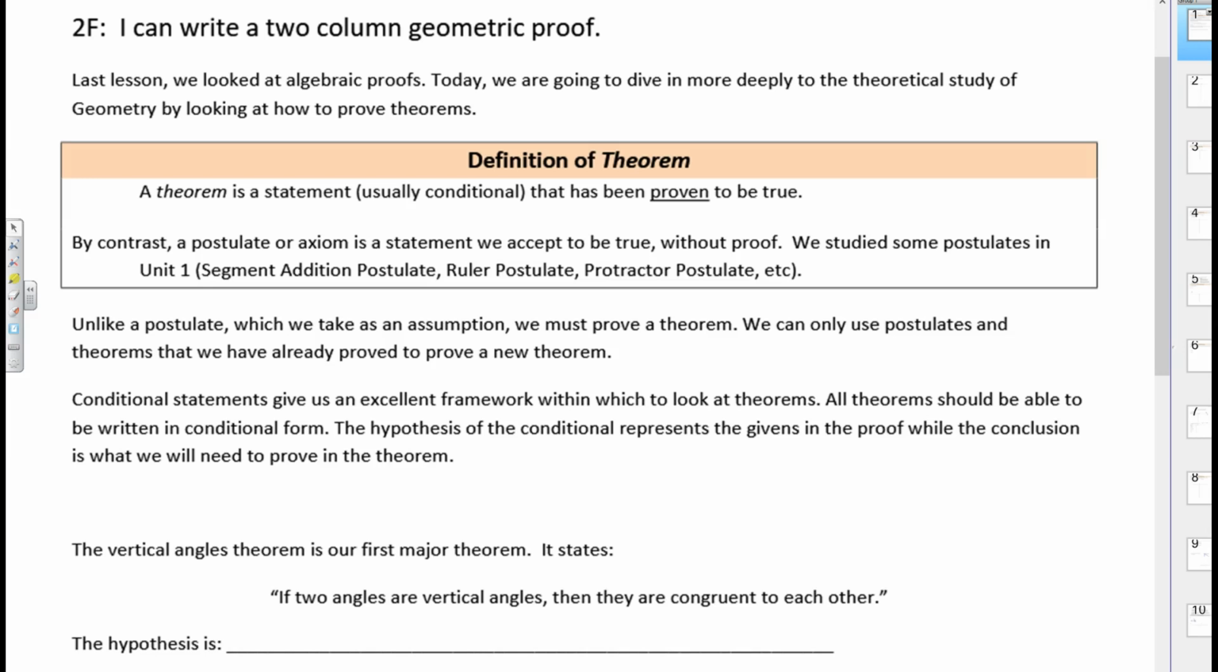Well, today we're going to dive much more deeply into the theoretical study of geometry by looking at how to prove theorems. And a theorem is a statement, usually a conditional statement, that has to be proven to be true. By contrast, we've actually already run across a couple of postulates or axiom statements, which are things that we accept to be true without proof. So for example, we saw the segment addition postulate in Unit 1. That was that two parts of a segment add together to be the whole segment. However, we never make an assumption that a theorem is true. We can only use postulates and theorems that have already been proven in order to prove a new theorem.